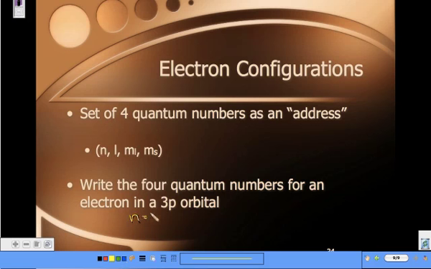n is equal to 3. What about p, or l? Well, we have a p orbital, which corresponds to what l value? 1. Remember, s is 0, p is 1, d is 2, f is 3. So l has to be 1. So what can ml equal?